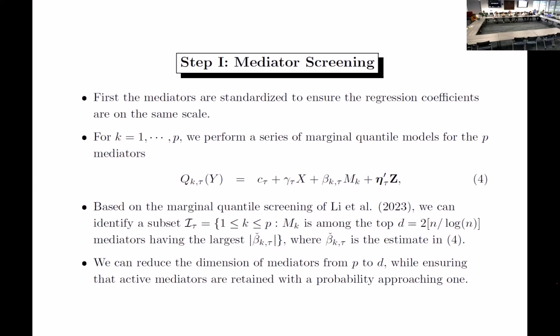Those among the top D, where D here is 2n over log n, are the mediators with the largest beta estimates. Then we can reduce the dimension of the mediators from P to D, like from 850K to a few hundred. This ensures that the active mediators are retained with a probability approaching 1, by the theory, the sure independence screening theory.